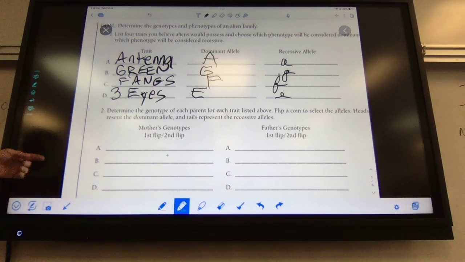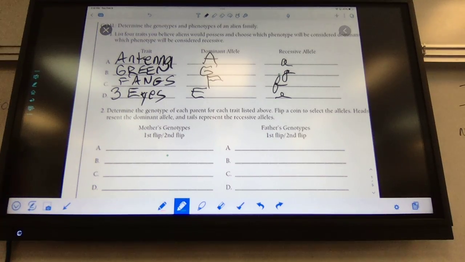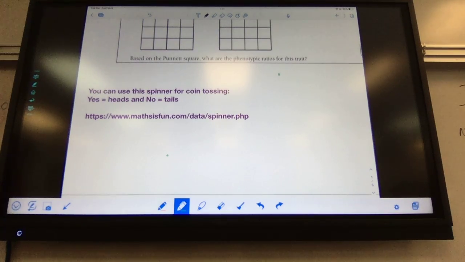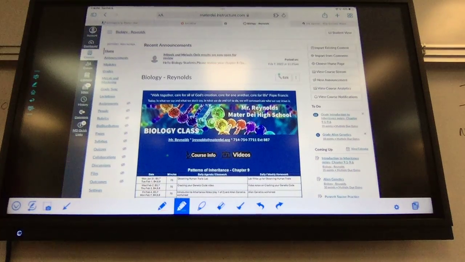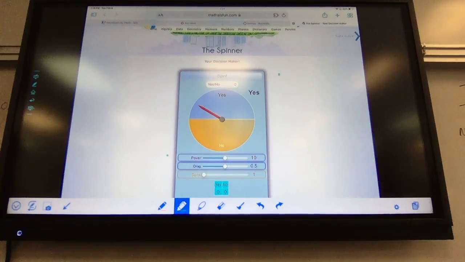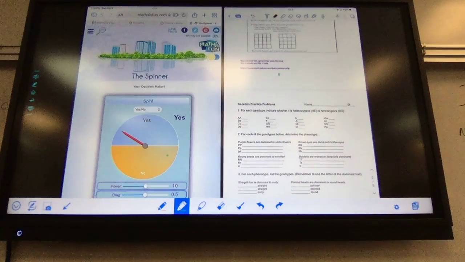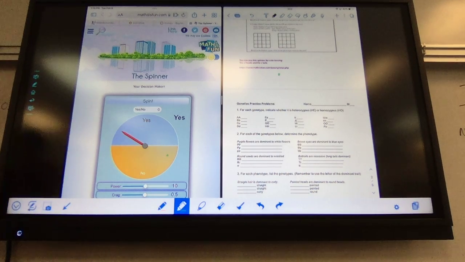Now, this is meant to be random, so you should flip a coin. I've got coins up here. But if you noticed, I give you a link right here for a spinner. See if I can click into it. So here's my spinner. I'm going to make yes be dominant. So I'm just going to spin that.